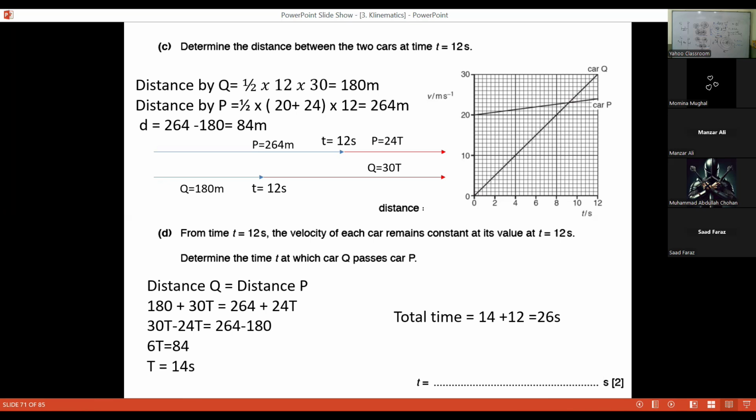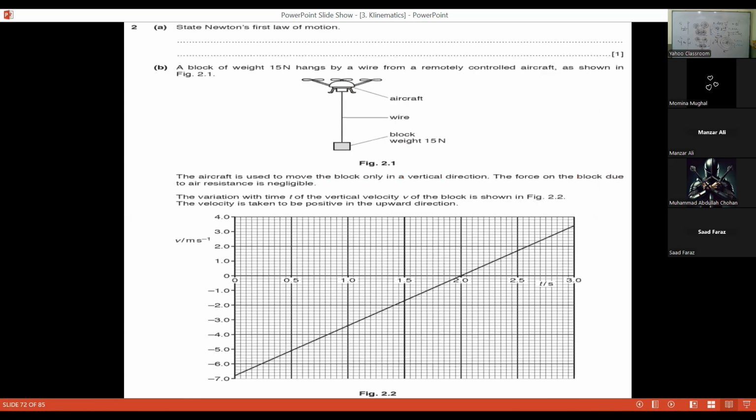Okay, let's see another question. We have a remote control aircraft and they ask us what is Newton's first law. It says every body continues a state of rest or uniform motion in a straight line unless acted upon by a resultant force. Newton's first law. अब जरा देखिए हो क्या रहा है.